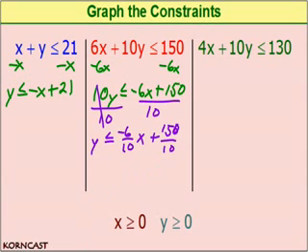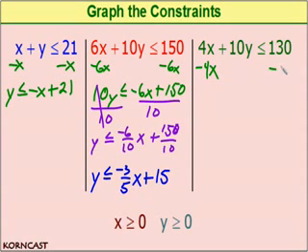And then, of course, reduce the fraction. So y is going to be less than or equal to negative 3/5 x plus 15. On this side over here, okay, last one, subtract a 4x from both sides. So I'm going to get 10y is less than or equal to negative 4x plus 130.